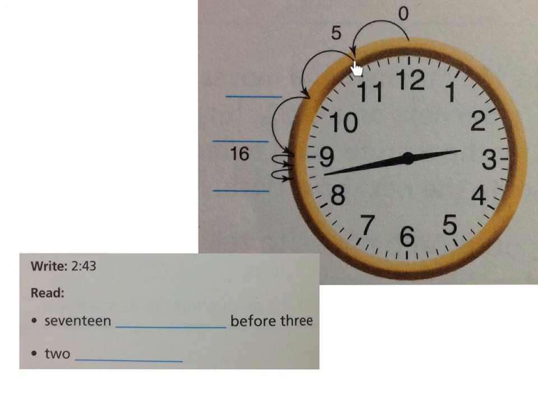0, 5, 10, 15. I can't go to the next 5, so now I'm going to count by ones. 16, 17. So I can read the time as 17 minutes before 3, because the next hour will be 3. When I write the time in numbers, I will write 2:43.